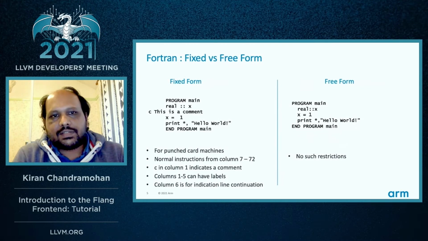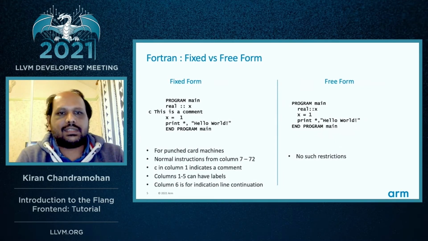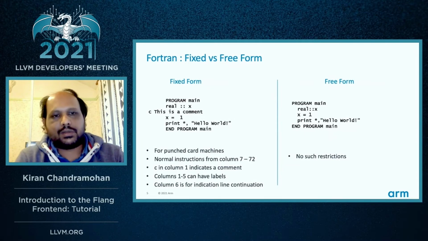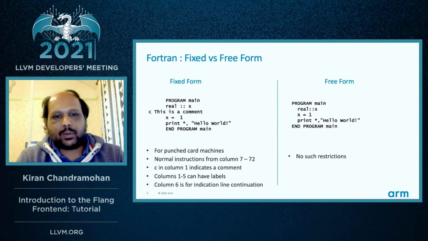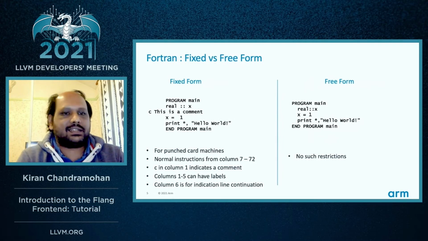Next we come to the fixed and free form format. These are two different ways of writing Fortran code. The older version is called fixed form. As I mentioned before, the Fortran language first came in around the 50s, and in those days, it was the punch card machine. So there was a strict requirement on what can appear in various columns. In fixed form format, normal instructions have to appear in column 7 to 72. A C in the first column indicates a comment. Columns 1 to 5 can have labels, and column 6 is for indicating line continuation.